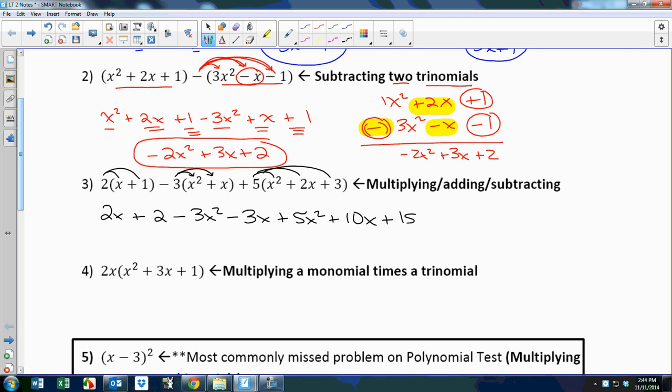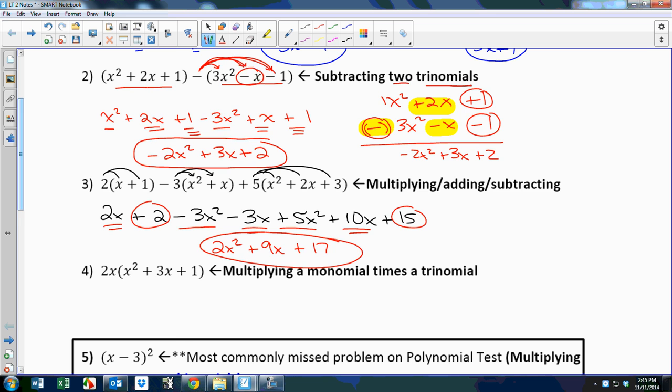And then go through and add all your like terms. I'll start with the x squareds. So that would be 2x squared. Then there's a 2x there, a negative 3x there, and a 10x there. So 2 minus 3 is negative 1. Negative 1 plus 10 would be 9x. And then last, the numbers 2 and 15 make plus 17.